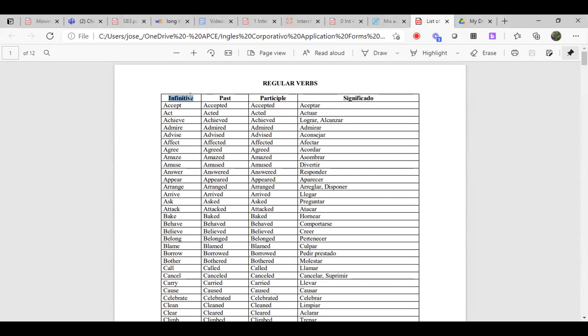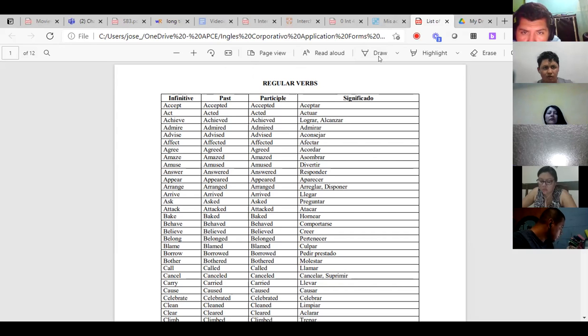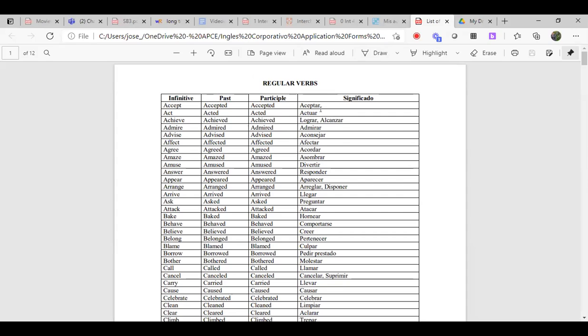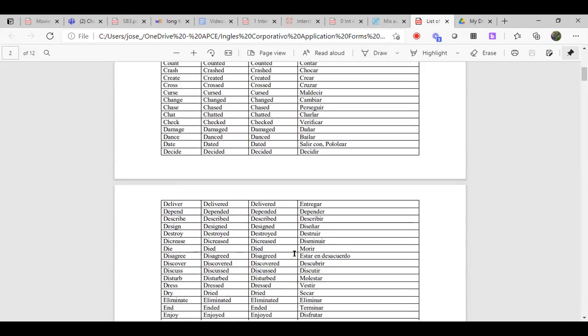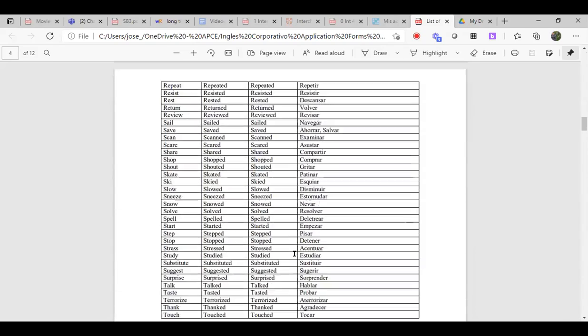El infinitivo es como el presente o la forma básica del verbo. The past, this is the one that you're going to be using for this class. And then you have the participle, es el participio el que ocupamos para la voz pasiva. Okay? So that's the one over there. And then we have the meaning of this, right? Or the translation. Okay, and then that's it.